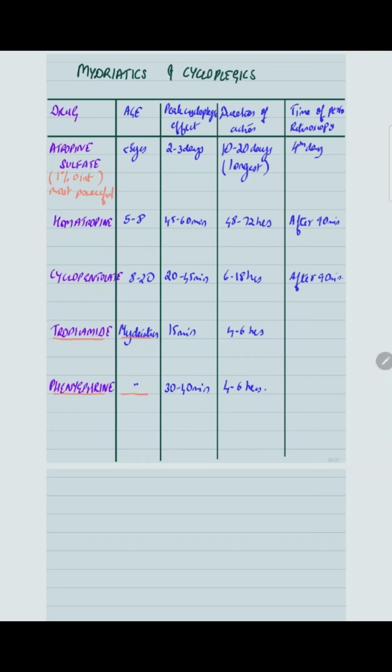It is used in children less than 5 years. It is the longest acting, 10 to 20 days, and retinoscopy is done after the 4th day. Homatropine is 2% eye drops. Cyclopentolate 1%, tropicamide again 1%, and phenylephrine 5%, 10% drops.